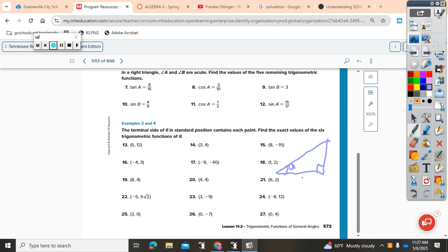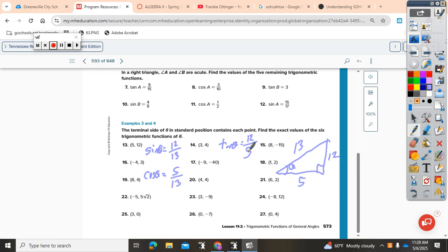Okay, getting it back in line. I thought I paused the video and I didn't, but it'll be okay. Okay, anyway, this is 13. And so sine theta is 12 over 13. Cosine theta is 5 over 13. And tangent theta is 12 over 5.